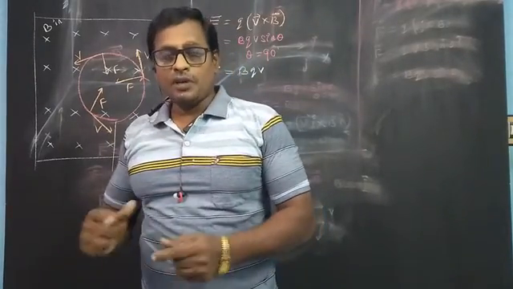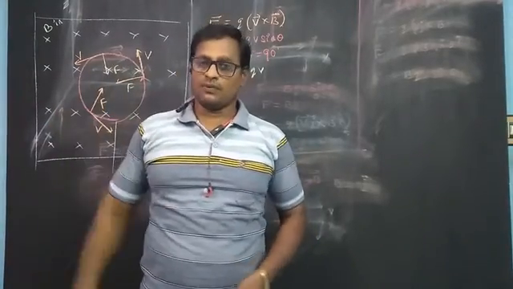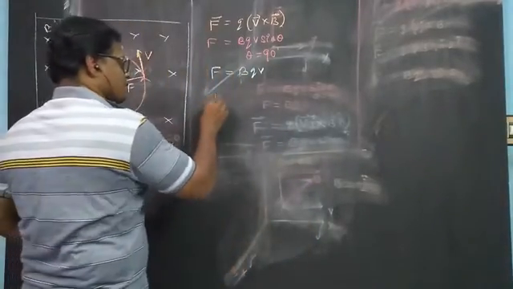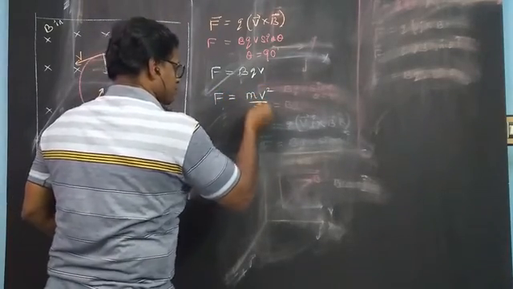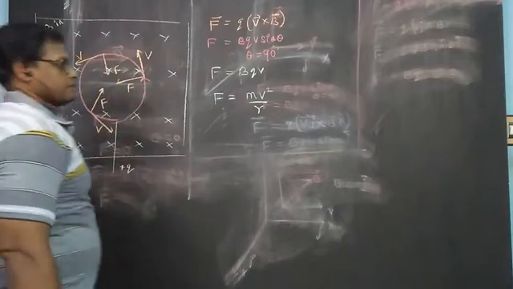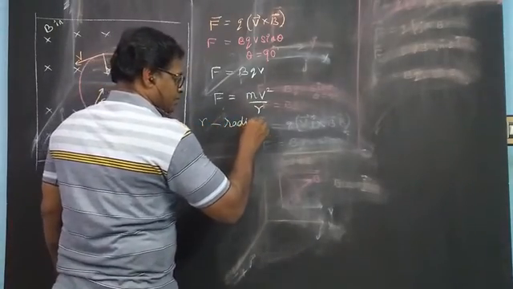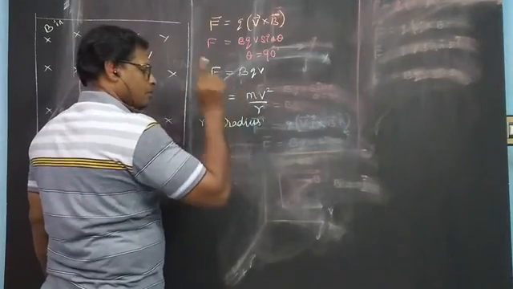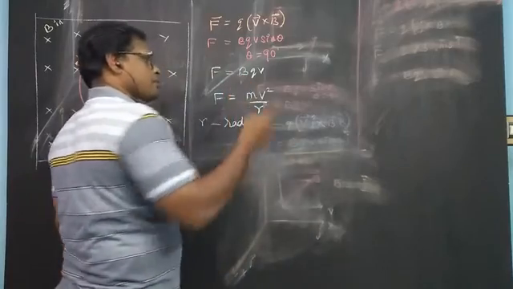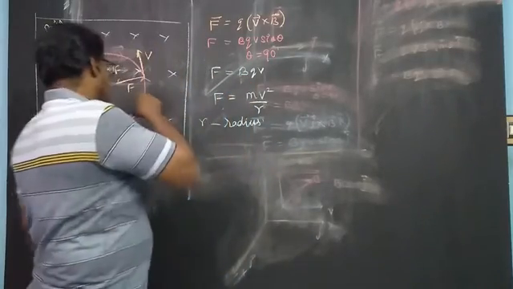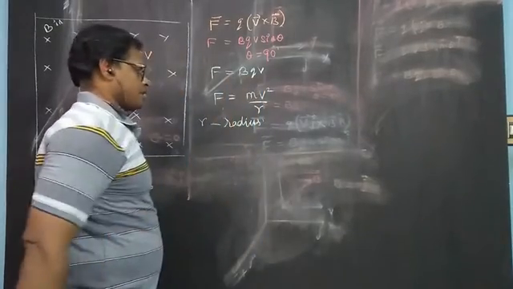Now if a body revolves in a circular path, it has centripetal force. So the centripetal force F is generally mv square by r. Let r be the radius of the path, m the mass of the charged particle, v the velocity of the charged particle, B the magnetic induction given in the perpendicular direction, and q the charge of the particle.